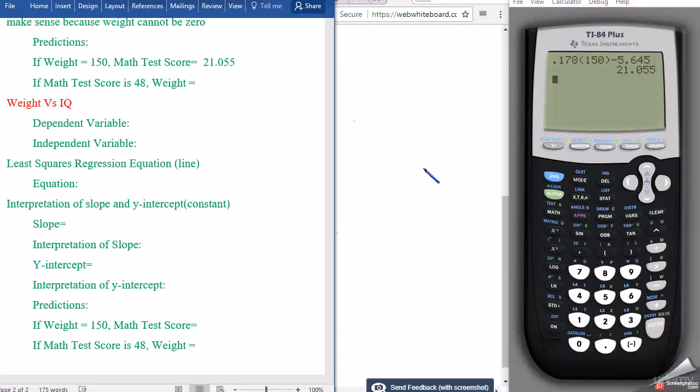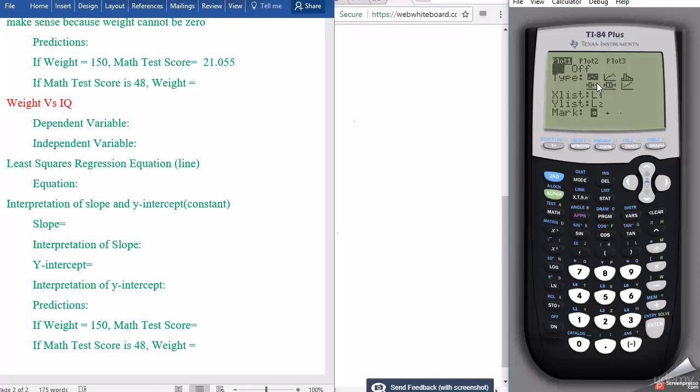One more thing we need to do is a scatter plot. To do a scatter plot, all you need to do is go to second y equals. You're going to see plots. I'm going to select plot number 1. When you come here, the first thing you do is turn it on. You can see scatter plot, the very first one that is shaded. And of course you have other things: the histogram, the box plots.